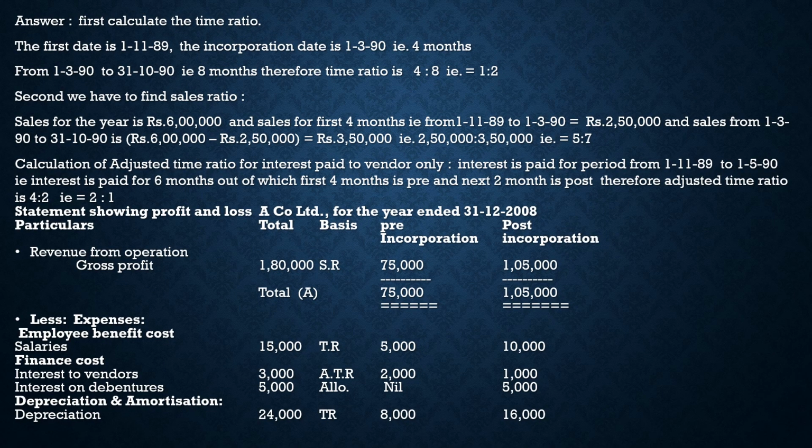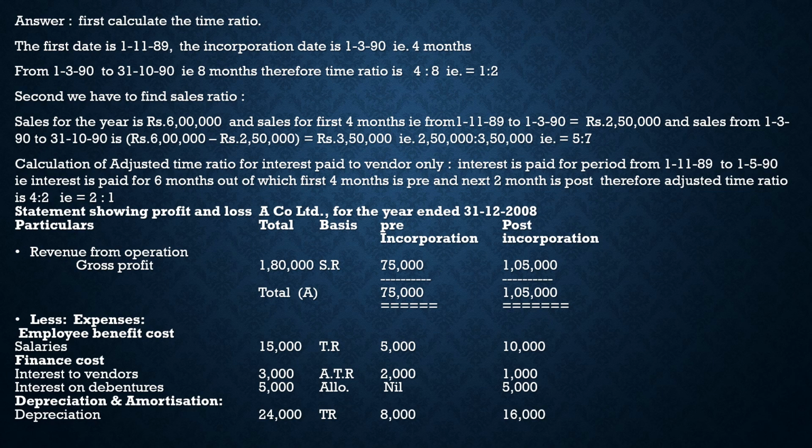Here, as I said earlier, for every sum the first step is your time ratio. The first date is 1.1.89. The second date, that is the incorporation date, is 1.3.90. That is 4 months. Then the closing date is 31st October 90, so 1.3.90 to 31st October 90 will be an 8 months period. Therefore 4 months to 8 months, that is 1:2. That will be your time ratio.